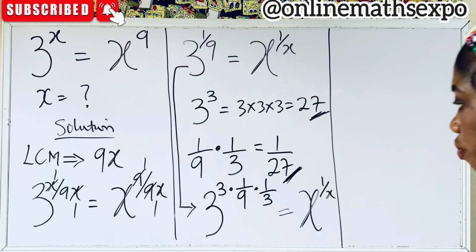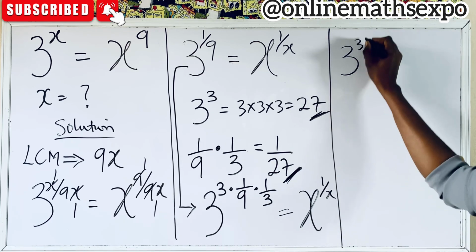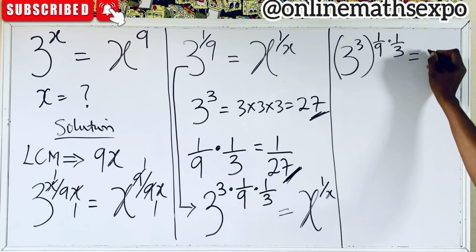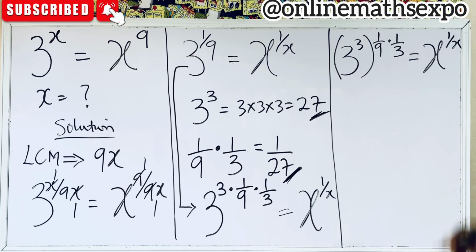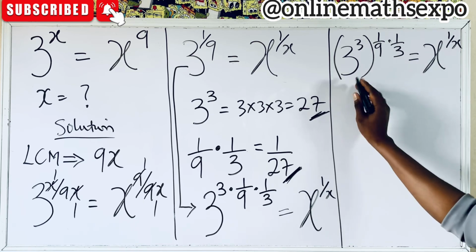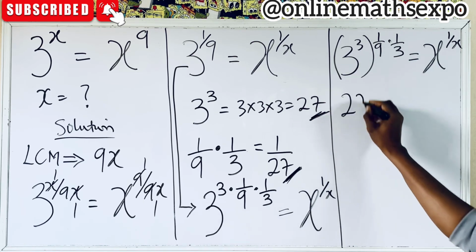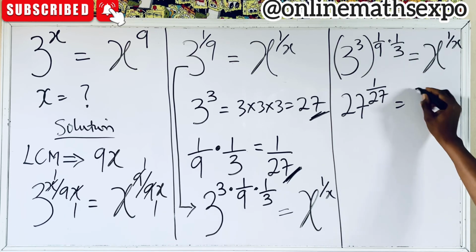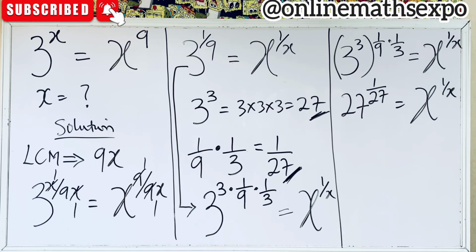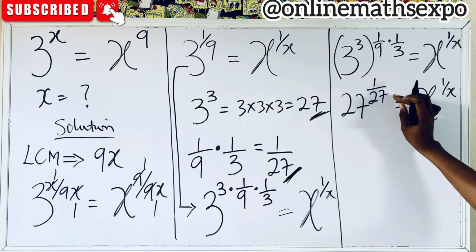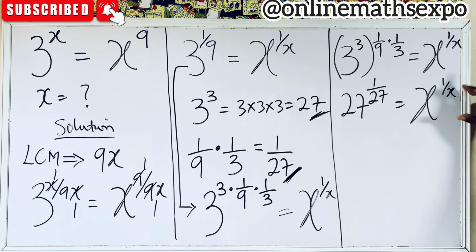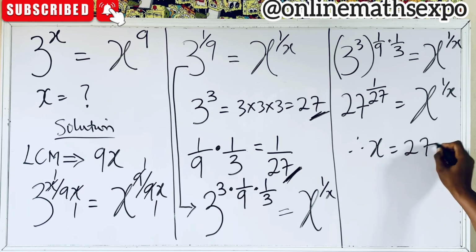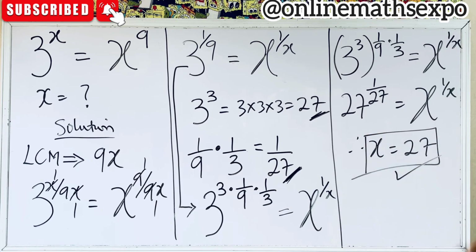So what do you do now? This is going to give us 3 to the power of 3 raised to power 1 over 9 multiply 1 over 3 is x to the power of 1 over x. So at this point, you have this has given us 27. 1 multiplies 1 is 1. This multiplies is 27. Is equal to x to the power of 1 over x. So you see now, this is the same with this, just like this is the same with this. So the equation is now balanced. So in that case, we conclude that our x is 27. And this becomes our answer.